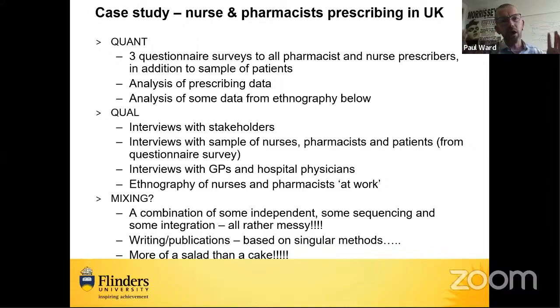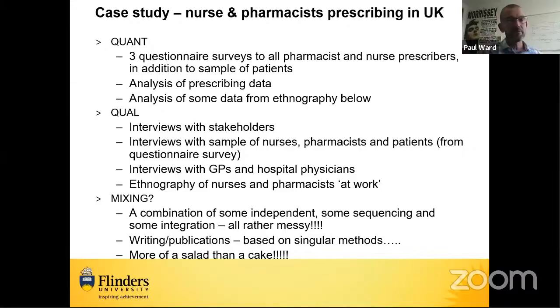So there was a whole lot of quantitative data collection we did. So we did questionnaire surveys with pharmacists and nurse prescribers and patients. We analysed the actual prescribing data. So what was prescribed, to whom, and how safe was it? And we did an ethnography, and we analysed some quantitative data from the ethnography as well. So a whole lot of different kinds of quantitative data we did. There was a whole range of qualitative data.